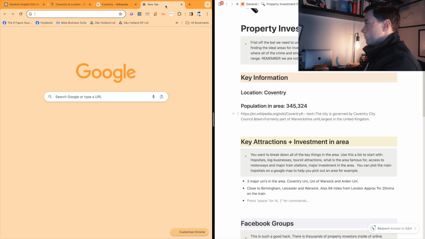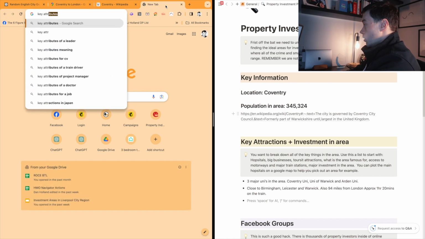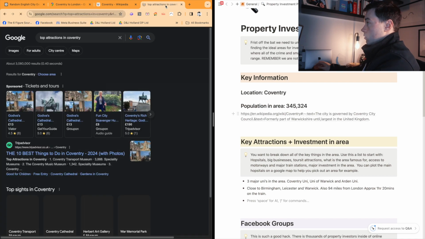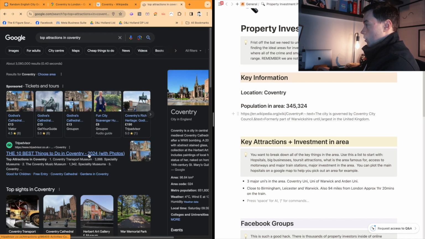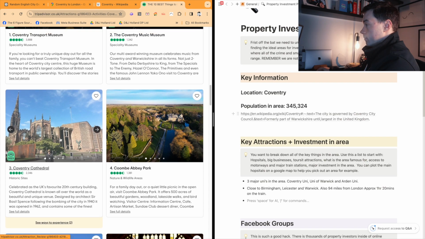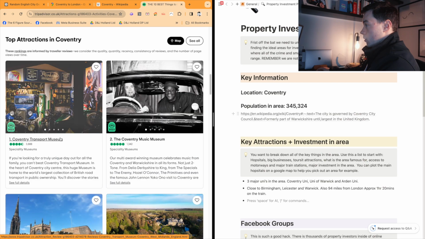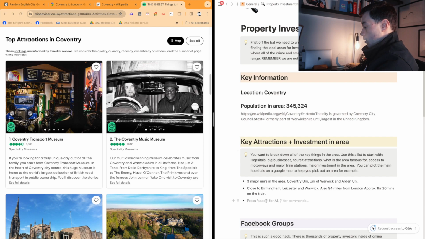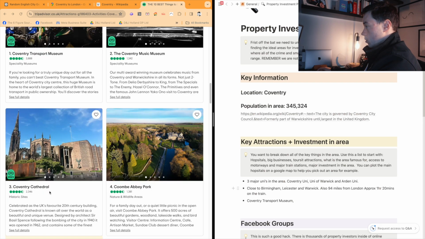Okay, so key top attractions in Coventry. So let's have a look. So Coventry Cathedral, seems like a big thing. Transport Museum. Okay, so we read about that before, having a good motor industry previously. Transport Museum. What else have we got?